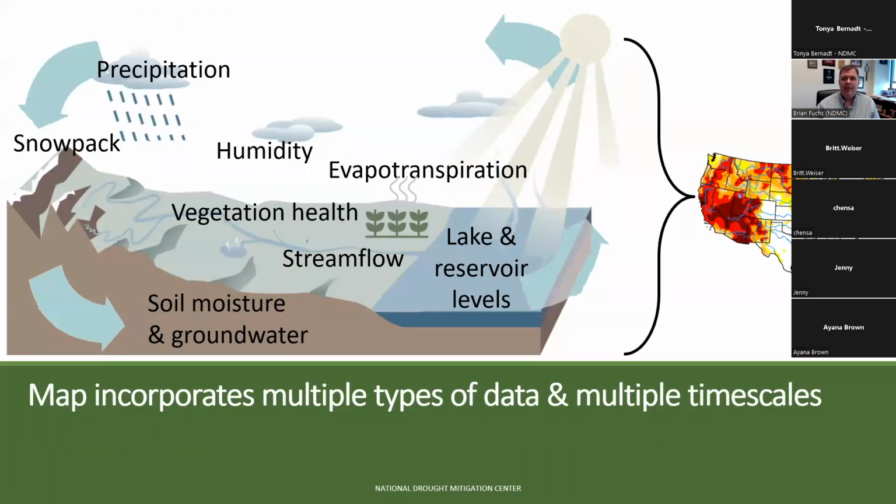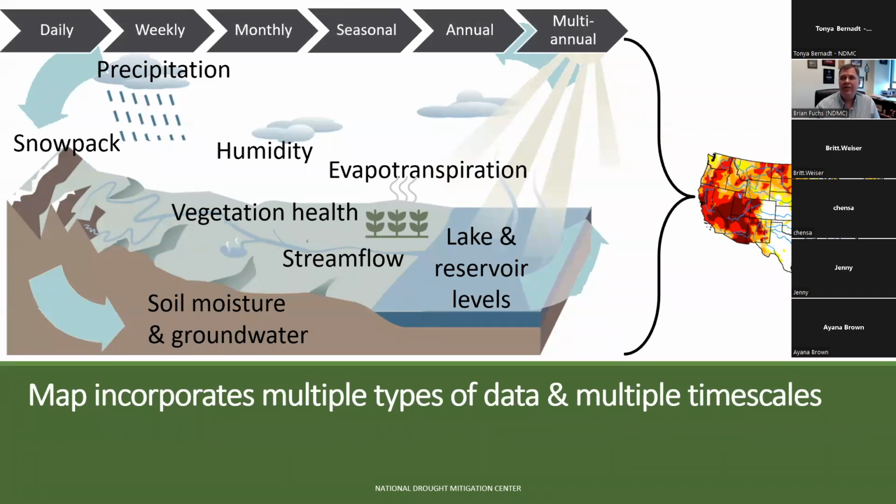So what we're trying to do with the Drought Monitor is really look at the water balance equation. So types of snowpack, atmospheric moisture, soil moisture and groundwater, stored moisture, rivers and stream flows, vegetation health, and each one of those goes to a different time scale. So we're looking at things daily. Where did it rain last night or the night before? And then we have other information that's on a weekly, monthly, seasonal, annual, or even multi-annual or interannual type of time scale.